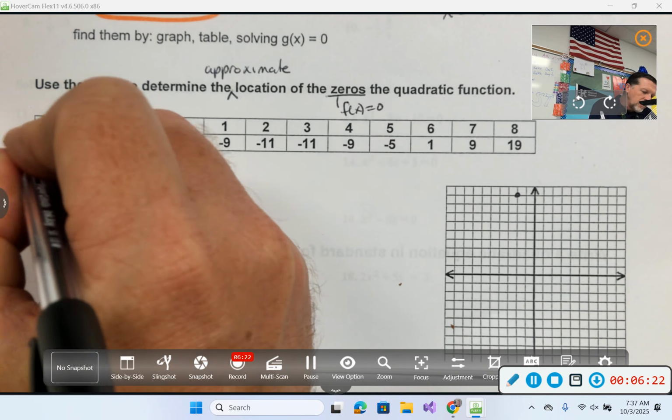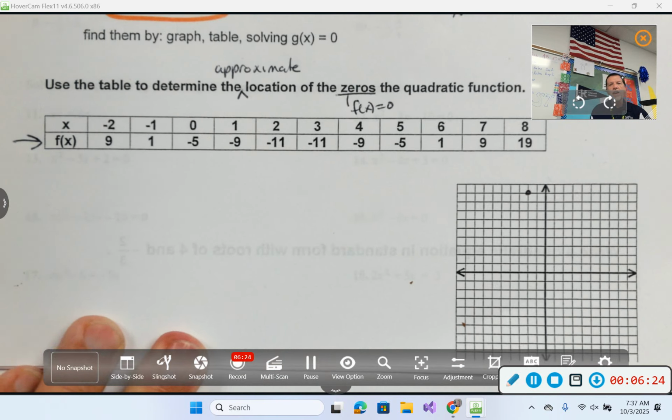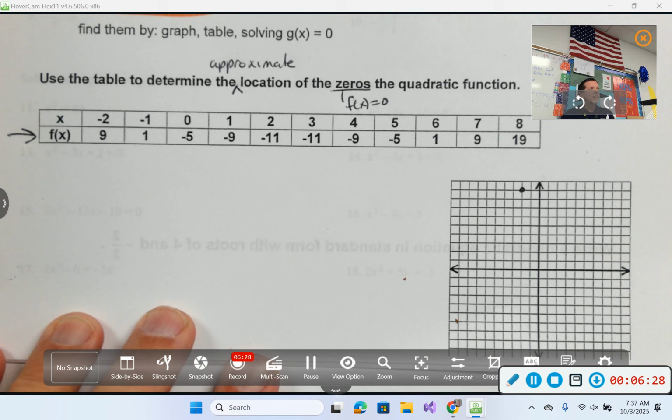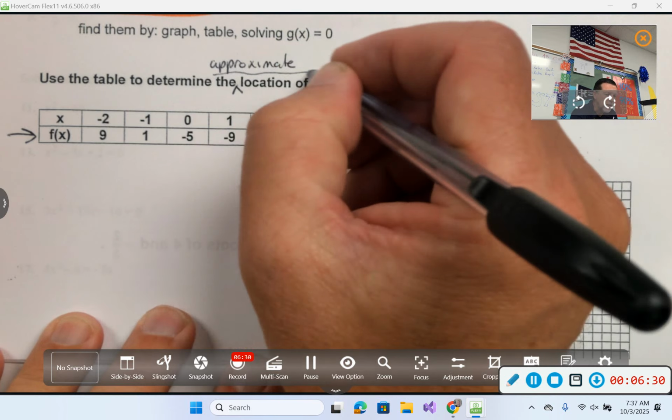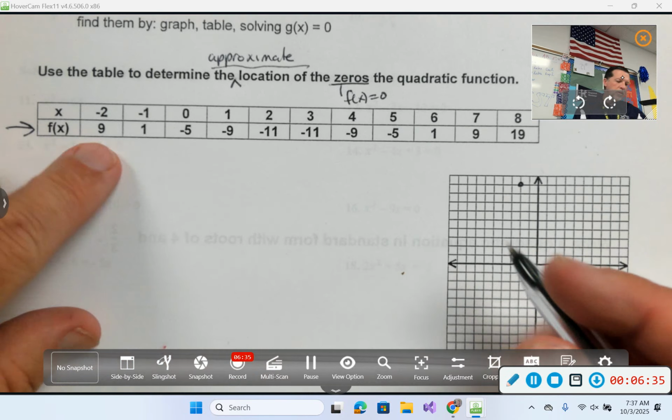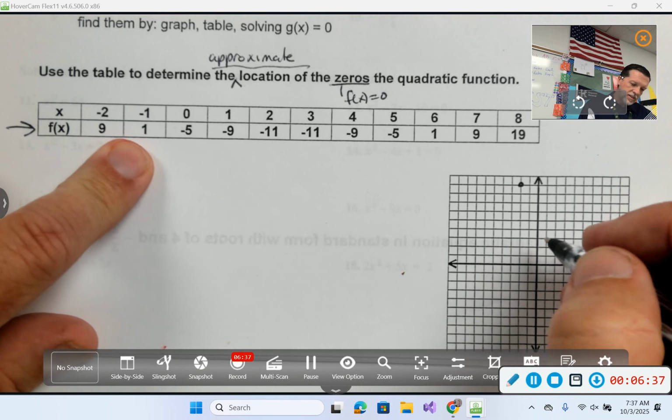So probably the first thing we do is look on the f of x row to see if there are zeros there, and there are not. So that's why we said approximate, because I don't know where they are. But let's graph the points we have and see if that will help us.